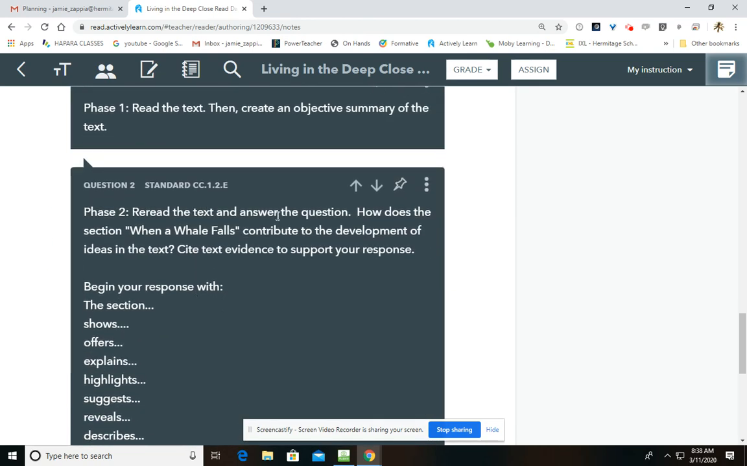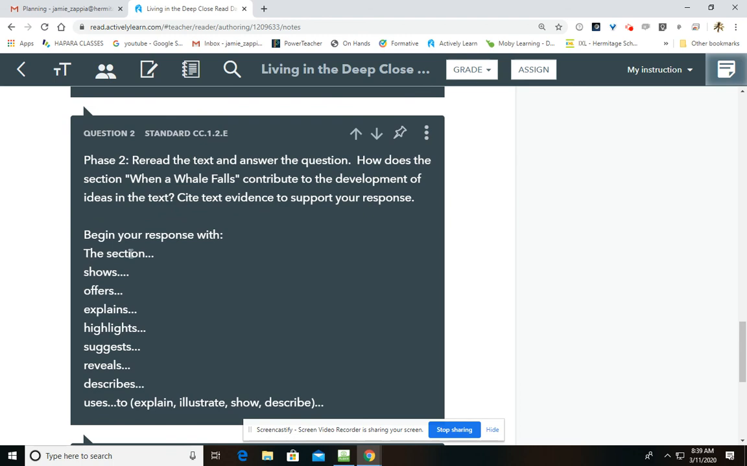As you read the text for how the author says it, I want you to think about how the section When a Whale Falls contributes to the ideas that the authors develop within the text as a whole, and cite text evidence to support your response. Make sure you begin your answer with "this section" and then decide to pick one: shows, offers, explains, highlights, suggests, reveals, describes. Or maybe you might begin with "the section uses," and then you'll have to fill in what you think the section in fact uses, if it's a specific type of way an author writes.